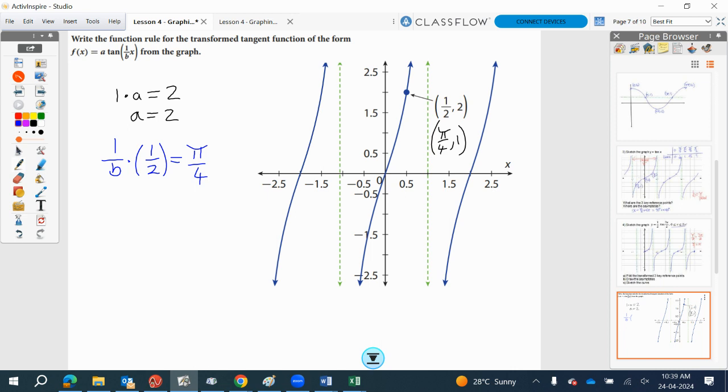So 1 half, which is what goes in from this new function, would be multiplied by 1 over b, and that would result in x normally being fed into the tangent function. So we have to solve this equation. This gives us 1 over 2b is equal to pi over 4. That gives us 2b is equal to 4 over pi, which gives us b is equal to 2 over pi.